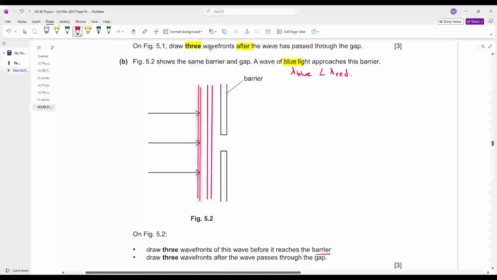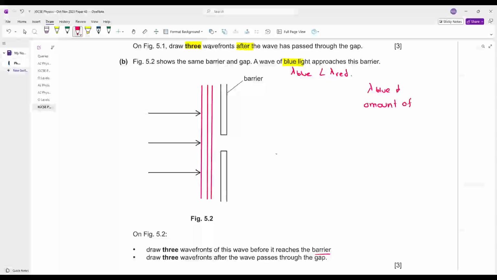Also, let's read the second part. You will see another magic. Draw three wavefronts after the wave passes through the gap. Since the wavelength of blue light is less, the amount of diffraction will also become less. How will you draw it? You have to show less curvature. After diffraction, you have to make sure that your waves curve by less amount.